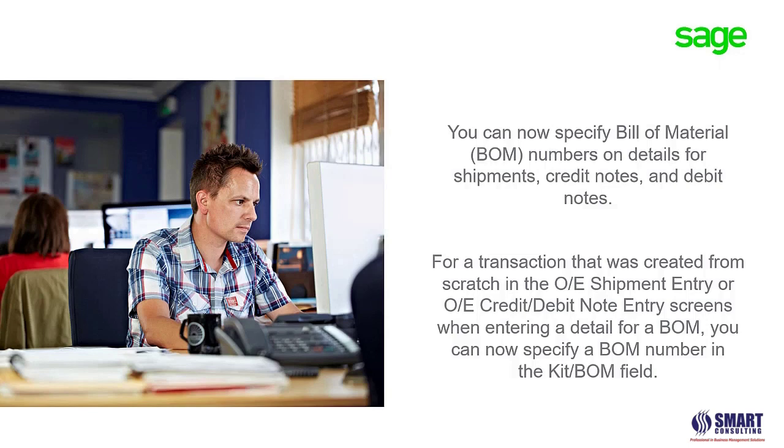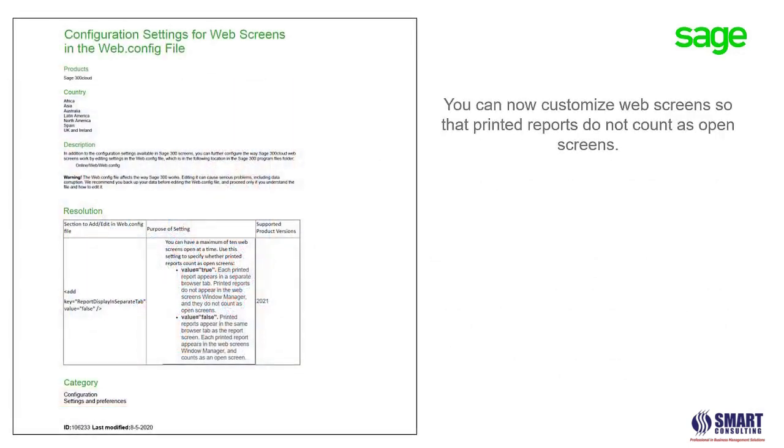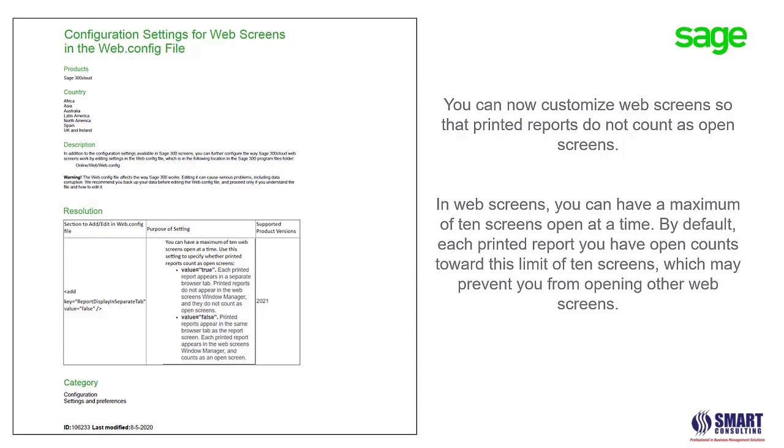You can now customize web screens so that printed reports do not count as open screens. In web screens, you can have a maximum of 10 screens open at a time. By default, each printed report you have open counts towards this limit of 10 screens, which may prevent you from opening other web screens. For more information, see Knowledge Base Article 106-233.